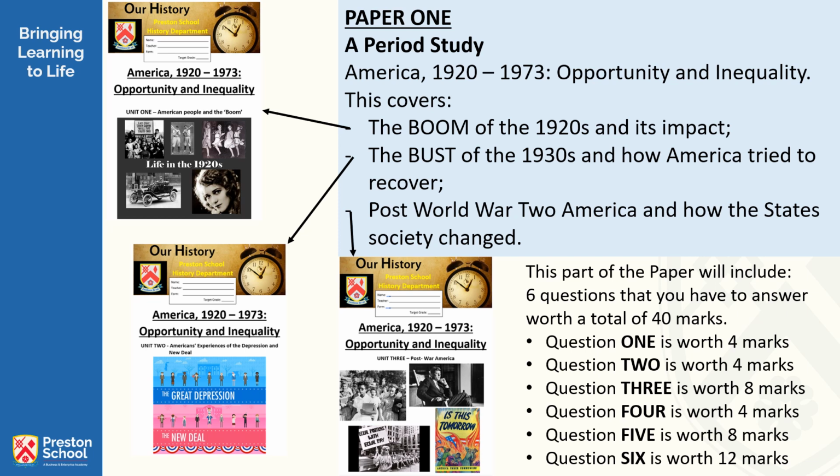The second section focuses on the bust of the 1930s and how America then tried to recover after the Wall Street crash in 1929. This also includes World War II and the role that played in the economic recovery in America. The third section is looking at post-war America, so it's looking at America after 1945, focusing heavily on the social changes that happened in America, particularly around the rise of feminism as well as the civil rights movement.